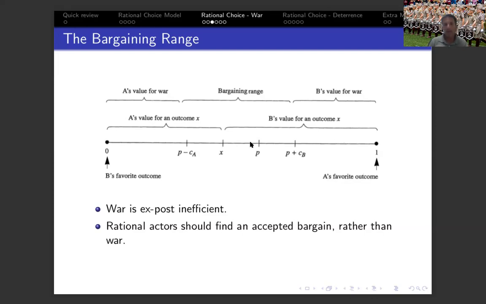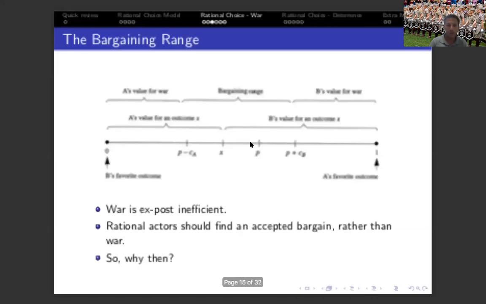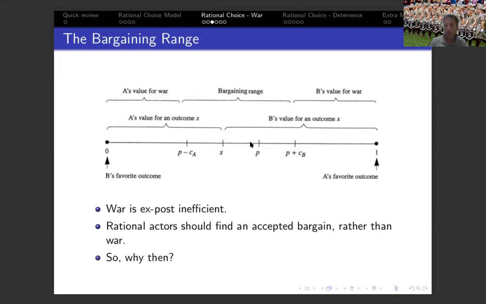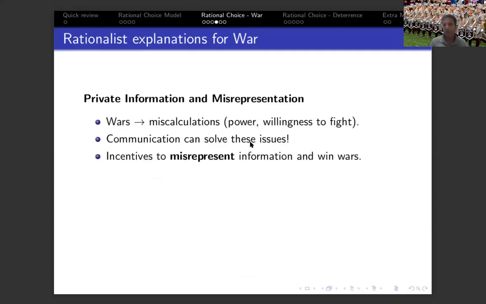Is there a rational explanation for war? Why do states actually go to war from a rational standpoint? I'm not using irrational arguments. Overall, the paper discusses three different explanations, and I'm going to focus on the first two. The first one is what's called private information and misrepresentation. Some of the common rationales for war are when actors miscalculate and overestimate their power or their willingness to fight.